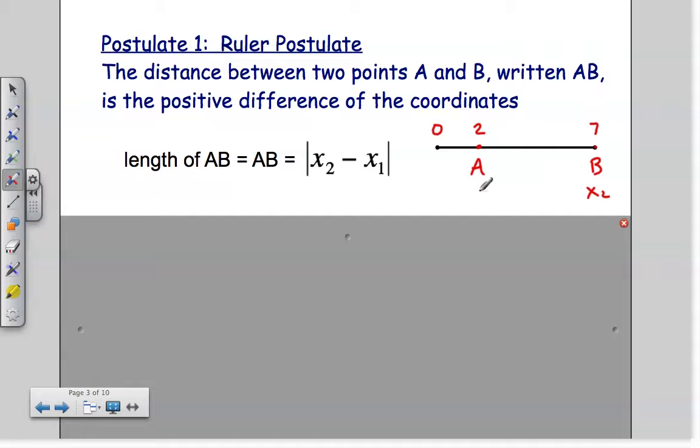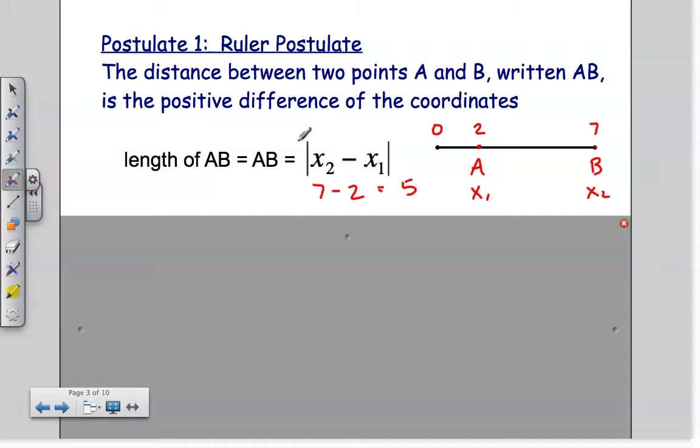We just put the sub 2. X sub 1 is just the first point. And all it's saying is we'll subtract where the first point ended, which is 2, from where the second point ended, which is 7. And you notice you get 5, and the absolute value of 5 is still 5. If I had subtracted in the other order, 2 minus 7, I would have gotten negative 5. And of course, distances, we never do negative, which is why it's an absolute value.